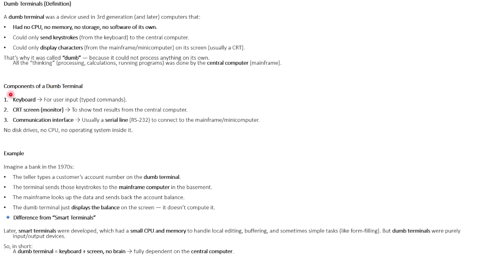The components of a dumb terminal are: a keyboard for user input, to type commands; a CRT screen or monitor to show text results from the central computer; and a communication interface, usually a serial line such as RS-232, to connect to the mainframe or minicomputer. No disk drives, no CPU, no operating system inside it.